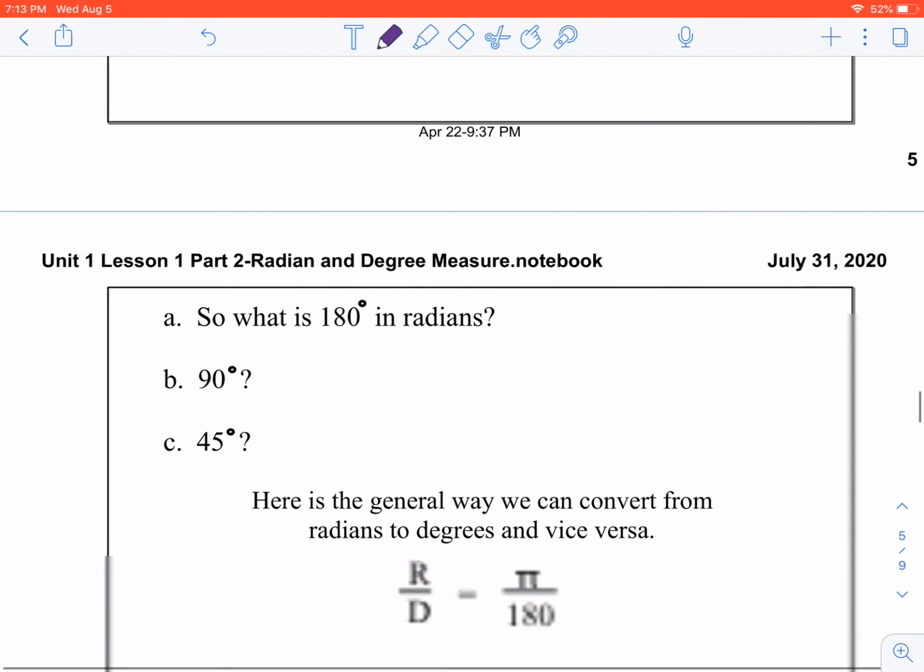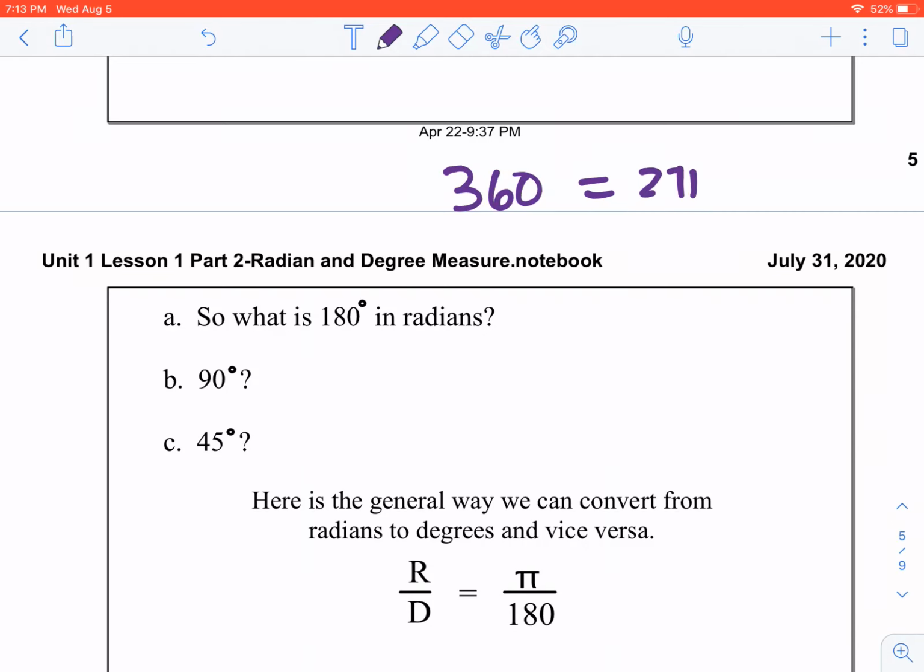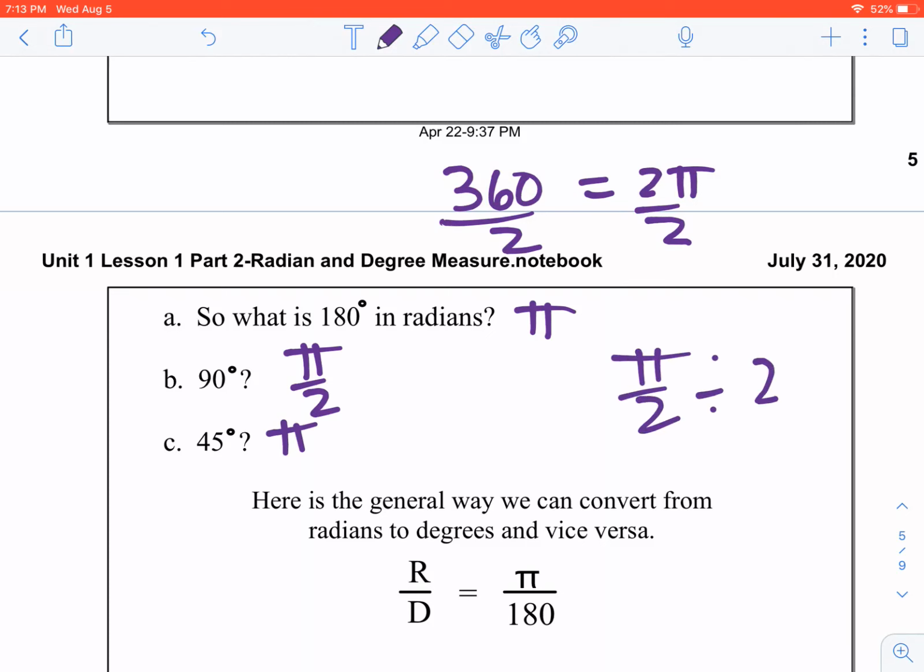If 360 was equal to 2 pi radians, we cut them in half to get 180. So 180 degrees is pi radians. Cut that in half to get 90. So 90 degrees is pi over 2. Cut that in half. And how do you cut it in half? Pi over 2 divided by 2 is the same as multiplying by a reciprocal. So 45 degrees is pi over 4 radians.